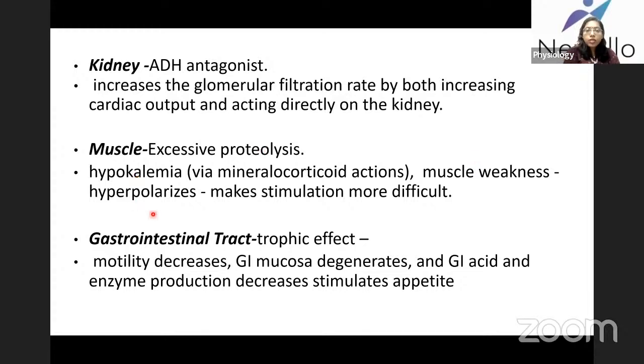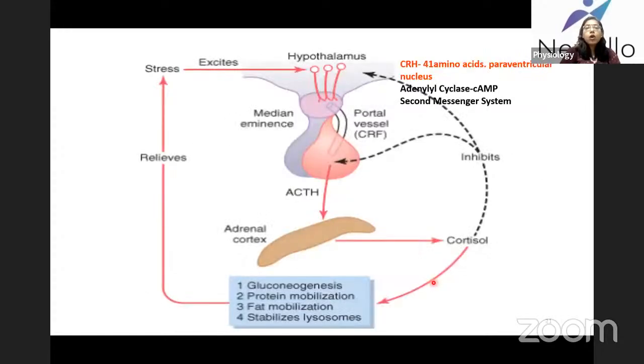Coming to the gastrointestinal tract, it has a trophic effect. Motility is reduced. Gastrointestinal mucosa gets regenerated. Gastrointestinal acid and enzyme production is decreased and it stimulates the appetite. So those are all the systemic actions of the steroids, which are exaggerated when the patient is on long-term steroids or if the patient has a condition called Cushing syndrome.